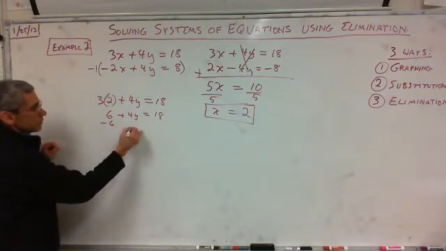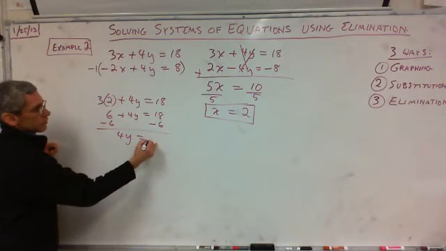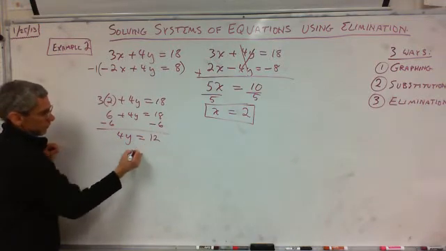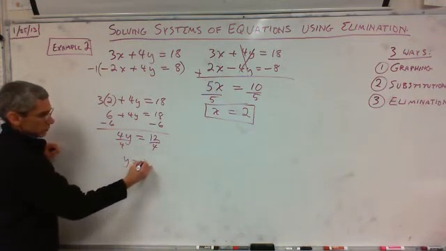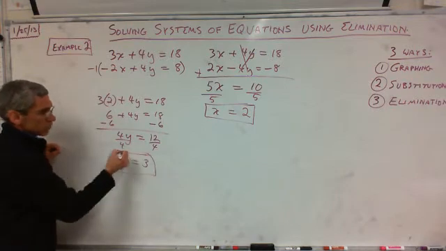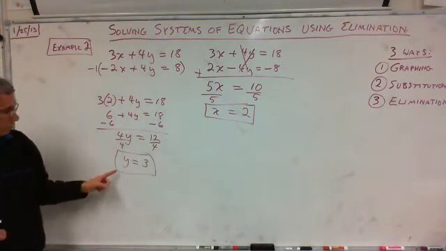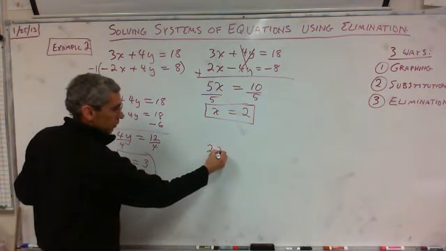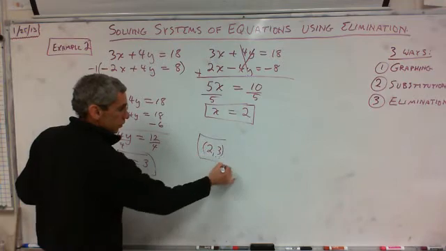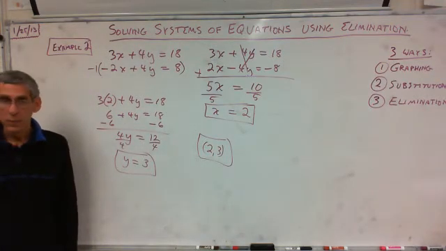Subtract 6. I've got 4y is equal to 12. Divide by 4. Oh my gosh, this is easy. y is equal to 3. So there's my solution. You can write it either like x equals 2 and y equals 3, or you could say (2, 3) as a point and put it in a box. Either way is fine. Either way is the right answer. Okay? Now we move on.